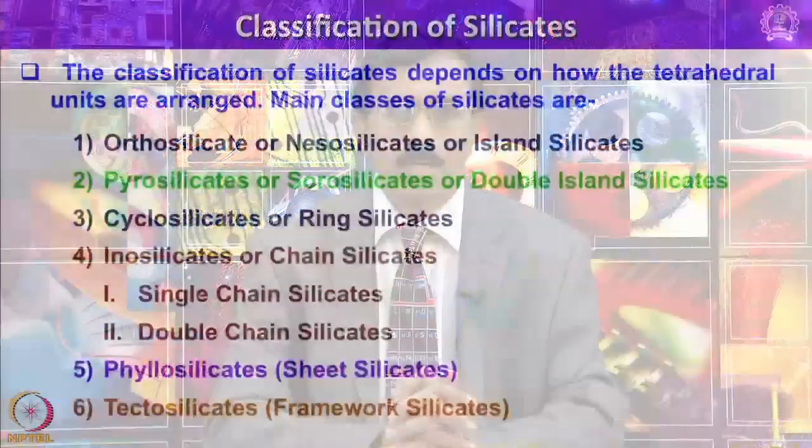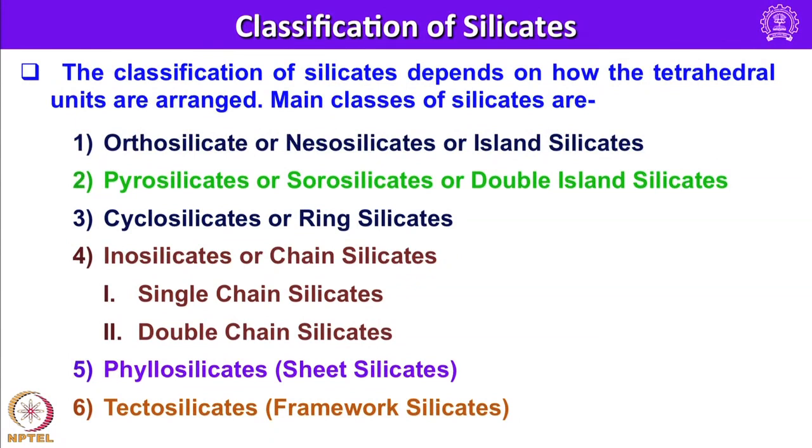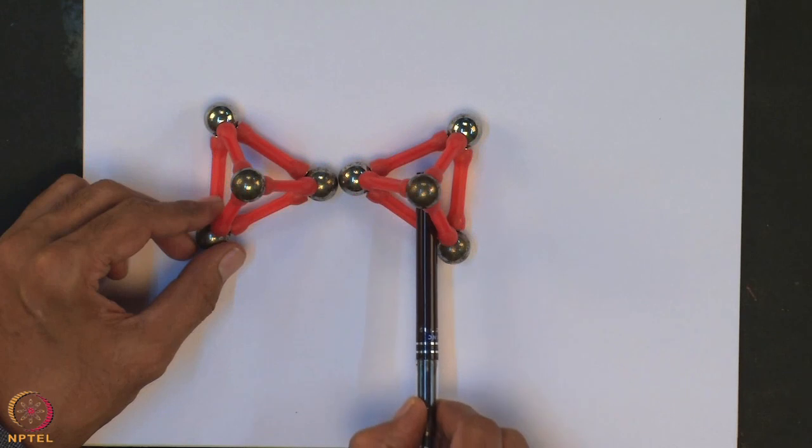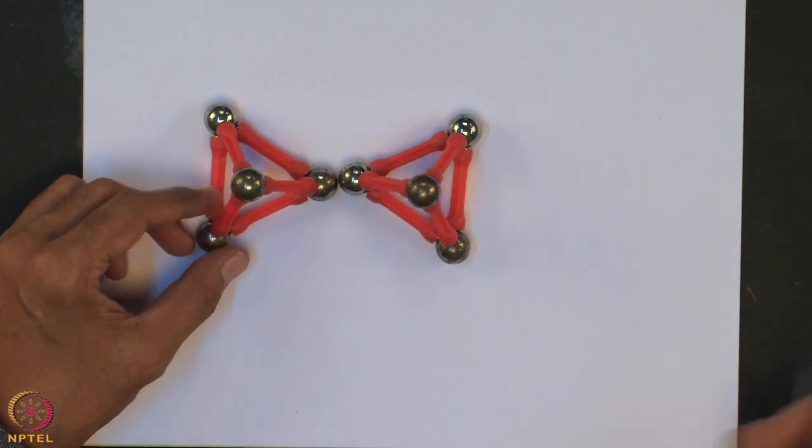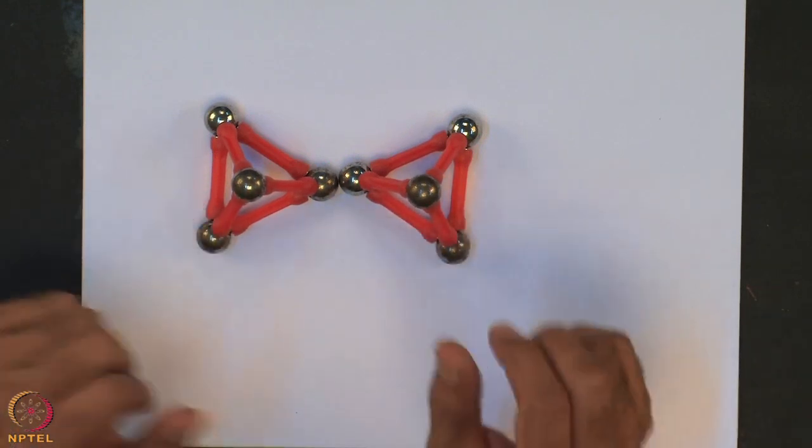So, let us look into the classification of silicates now. We have several types of silicates. Orthosilicates or nesosilicates or island silicates, where we have discrete groups. Pyrosilicates essentially involve having one Si-O-Si linkage, something like this, where one Si is here and one Si is here, linked by one oxygen atom. So, this is essentially pyrosilicate.